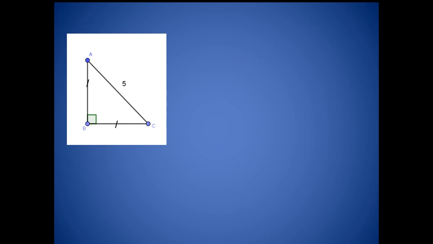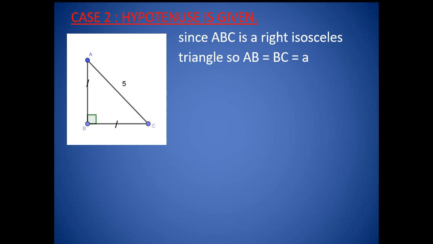So this is case 2, the hypotenuse is given. Here the hypotenuse is 5, and the question is to find BC and AB. How are we gonna find them? If you look at the figure, you can see that I put those signs, it means those two sides are equal. Also, since ABC is a right isosceles triangle, AB is equal to BC. I name it A because I don't know the measure, and I need to find AB and BC.